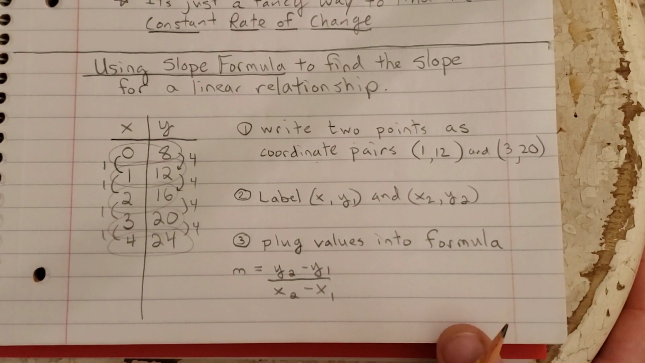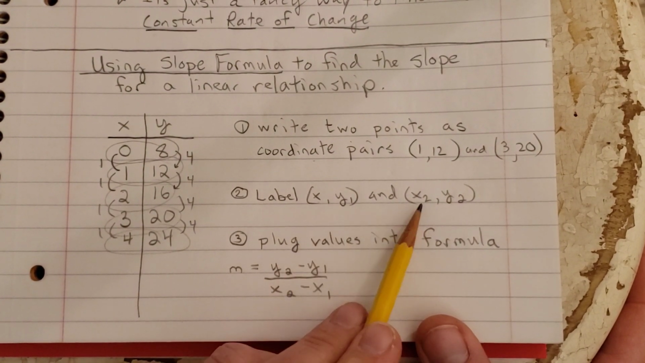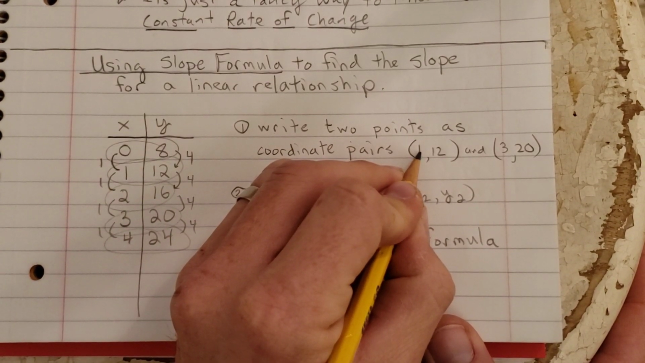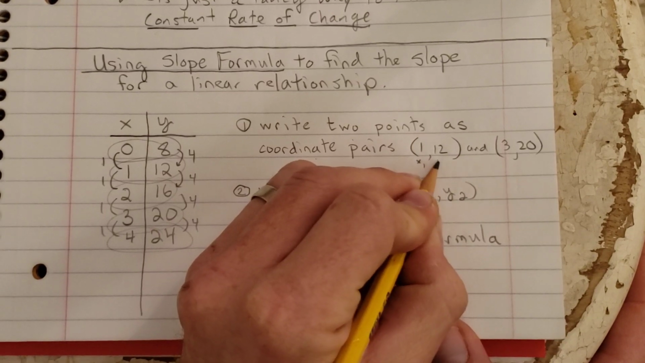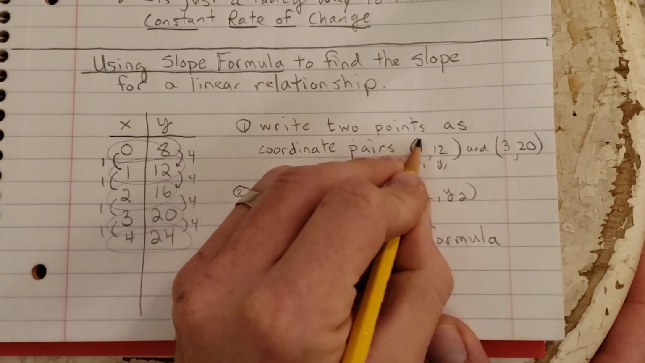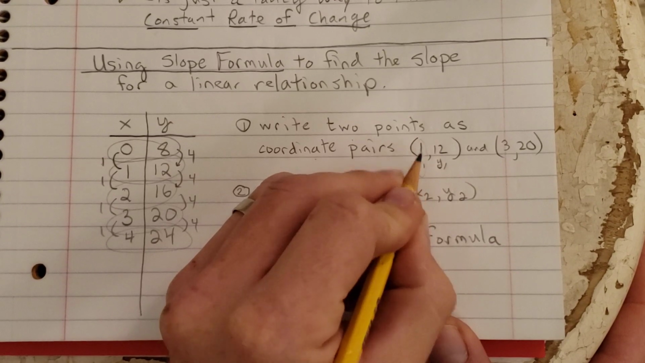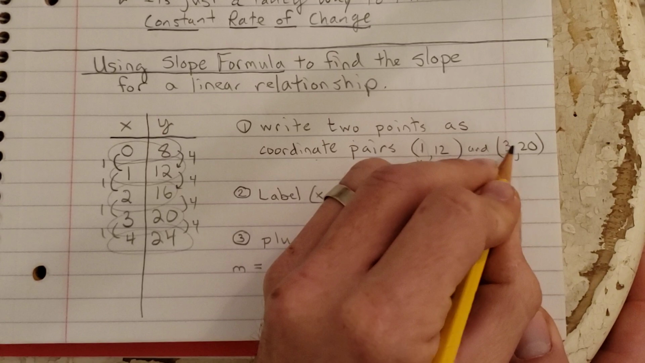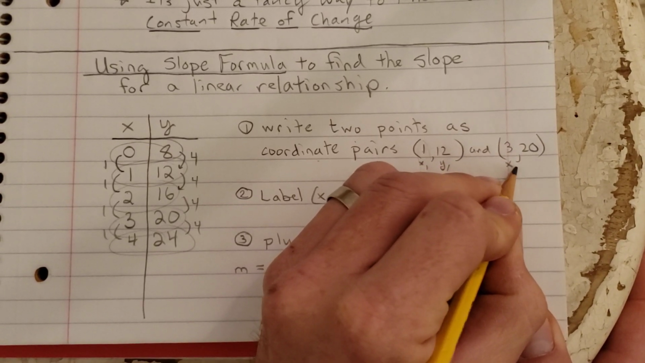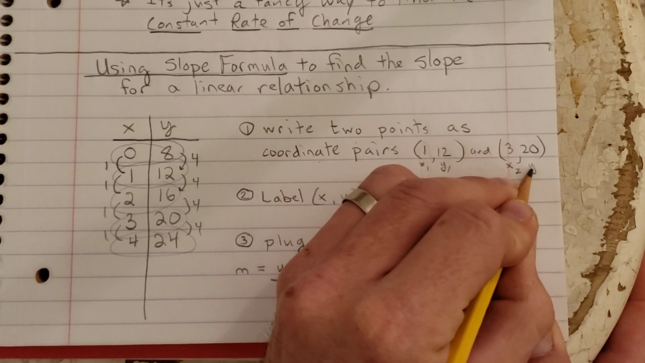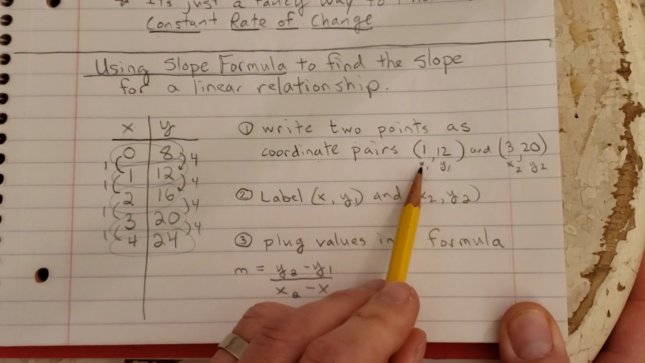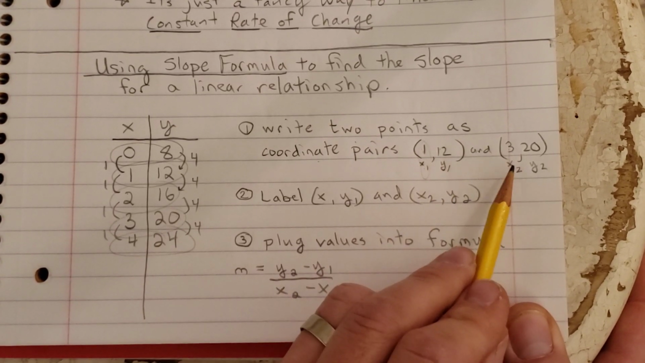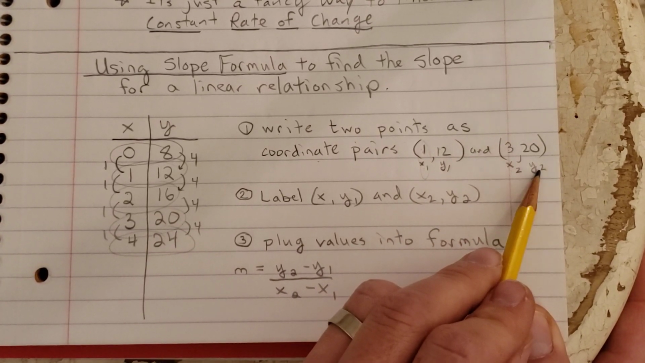Any 2 points. Now you're going to label them x1, y1 and x2, y2. So let's call this x1, y1. I just wrote it underneath it. So now 1 is x1 and the 12 is the y1. And now since this is my second point I chose, I'm going to call the 3 x2 and the 20 y2. The first x coordinate I chose and the first y coordinate I chose. The second x coordinate I chose, the second y coordinate I chose.